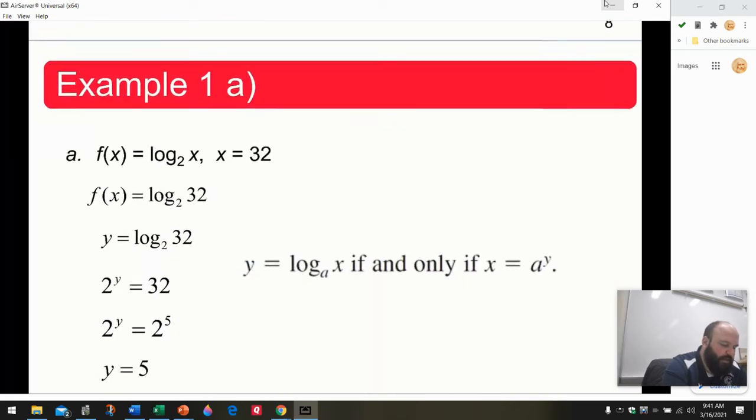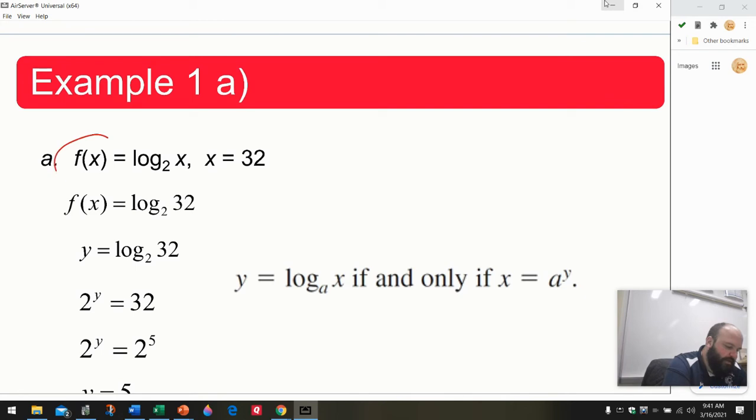So here's our first example. You can see we have f of x equals log base 2 of x, and they want us to evaluate this function when x is 32. The first thing we do is put 32 in for x right there, and we get this new equation. The way that would be pronounced is f of x equals log base 2 of 32.